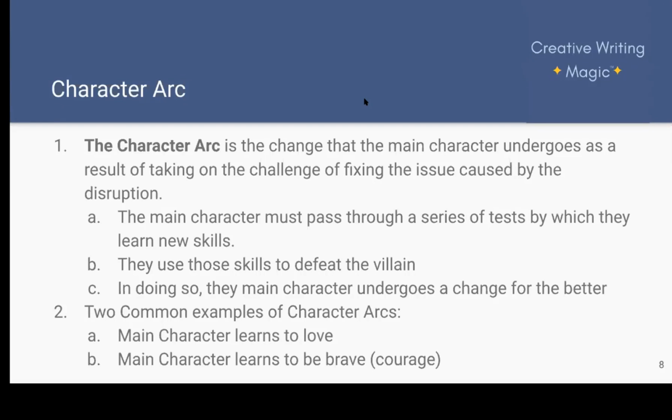So through the stories that we all know and love, many times the main character kind of boils down to those two character arcs, taking the character from the beginning where they don't know how to love, at the end they find a way to love, or in the beginning they don't have a lot of courage and at the end they find the courage to defeat the villain.